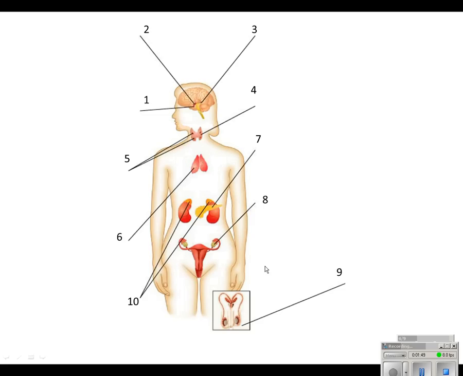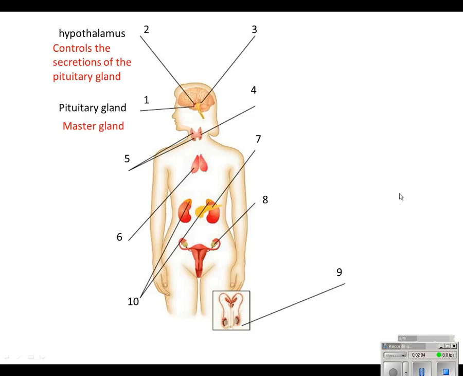If we look at the endocrine system, we can look at all the different glands of the body that are part of it. The first one is the pituitary gland. You should remember that as the master gland because that's going to control the secretions of other glands. The next is the hypothalamus. You should remember it from when we did the nervous system, and the hypothalamus is going to control some of the secretions of the pituitary gland.